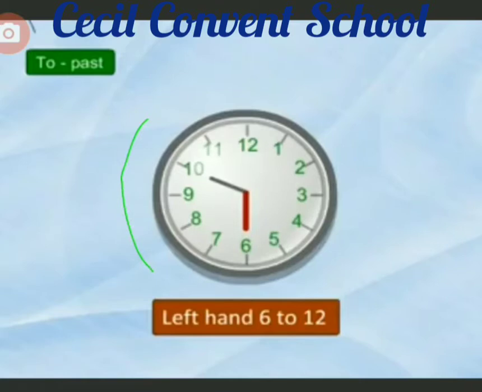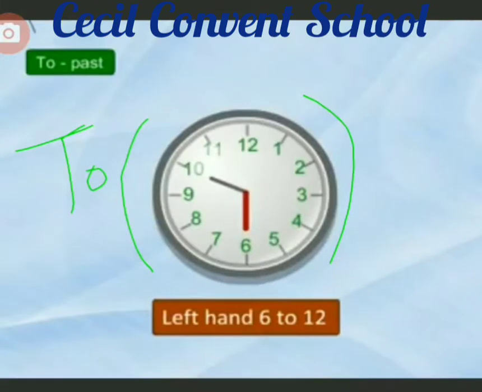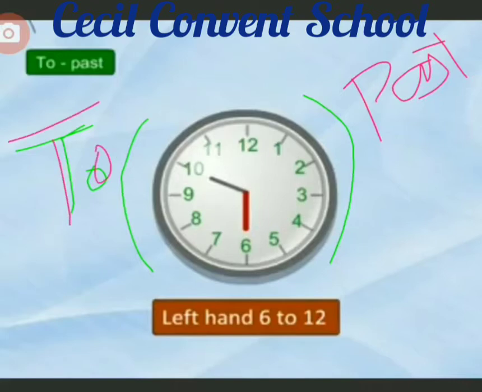It is called to, clear, and this one is a past. Clear this thing? This is to when we write a time in words. So when we see the biggest hand, means the minute hand, if it is between 6 to 12, we will write the word to at that time, and if it is between 12 to 6 we write the time in words, but we will mention the word past, clear.